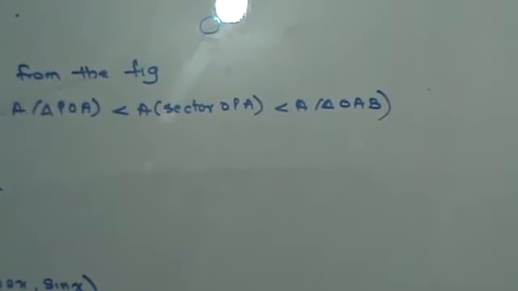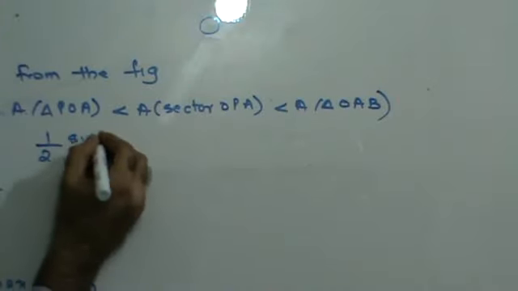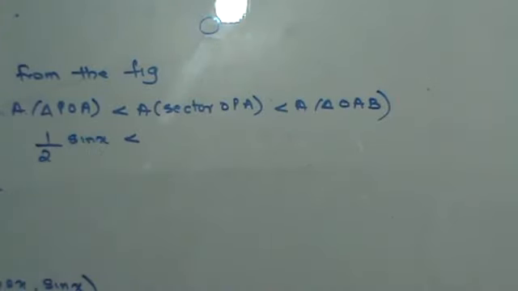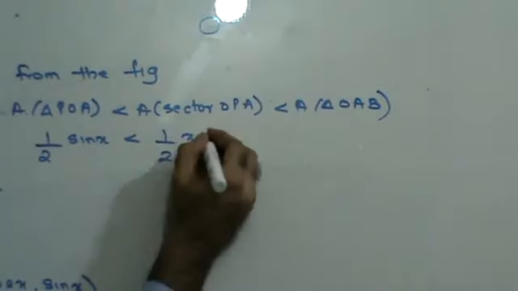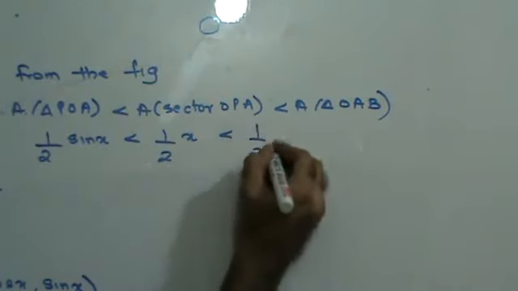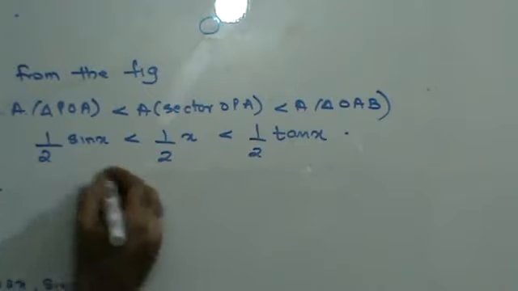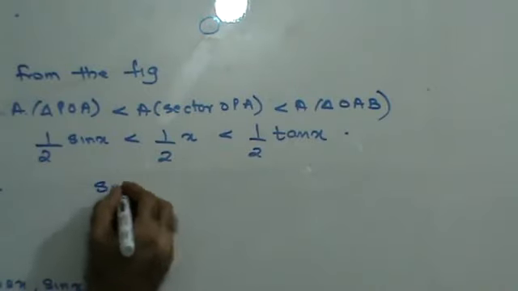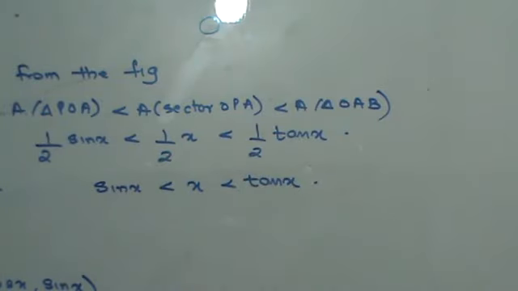So area of triangle POA can be written as half sin x, which is less than area of sector, which is nothing but half x, which is less than area of triangle OAB, which is nothing but half tan x. Right? Do we get this thing clear? Now, half gets cancelled. So you will get sin x is less than x is less than tan x.